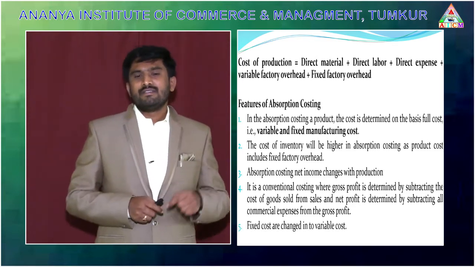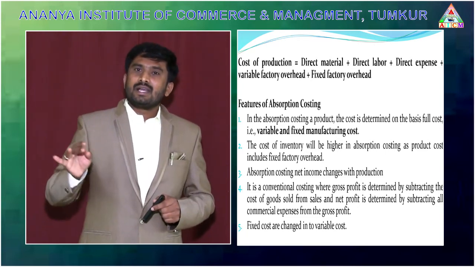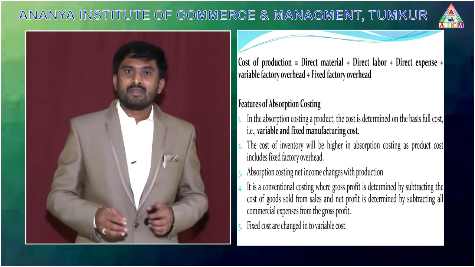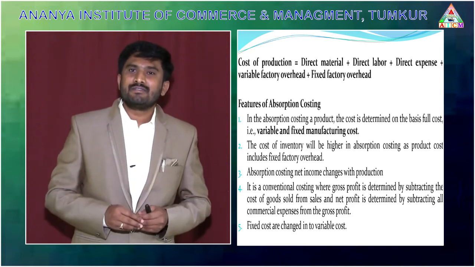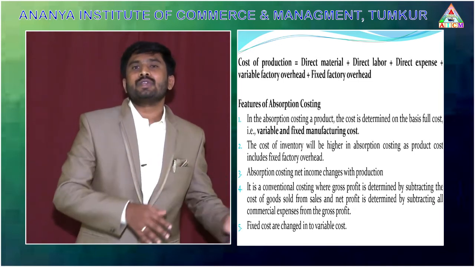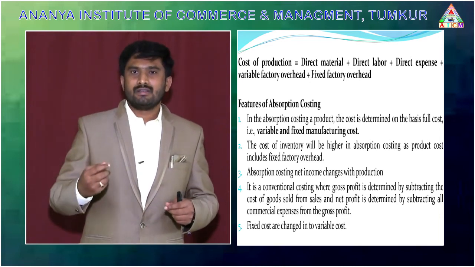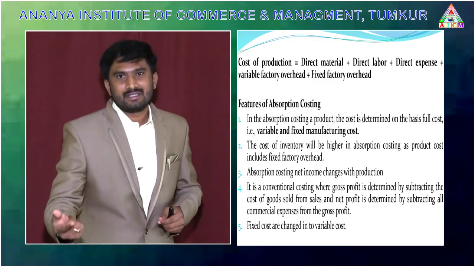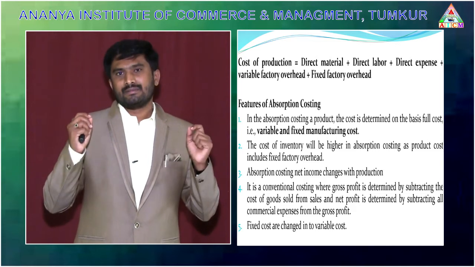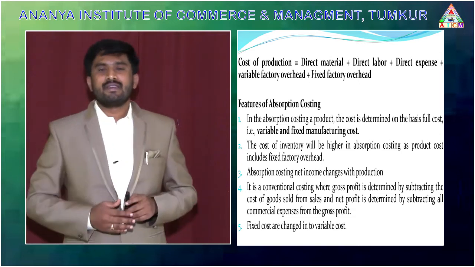Then the next one is that fixed costs are changed into variable cost, because both variable cost and fixed cost are treated as product cost. That's why whatever fixed cost we have calculated for a capacity, normal capacity or standard capacity, that again is converted into a variable cost. Then how will we convert it into a variable cost? The fixed cost is divided unit-wise: the total fixed cost divided by the number of units produced in this particular period. In this way we convert fixed cost into a variable cost.